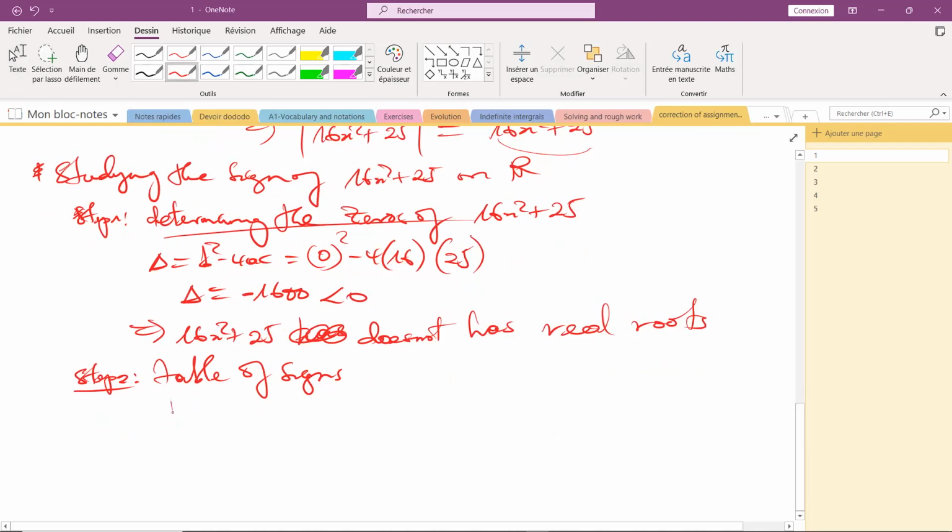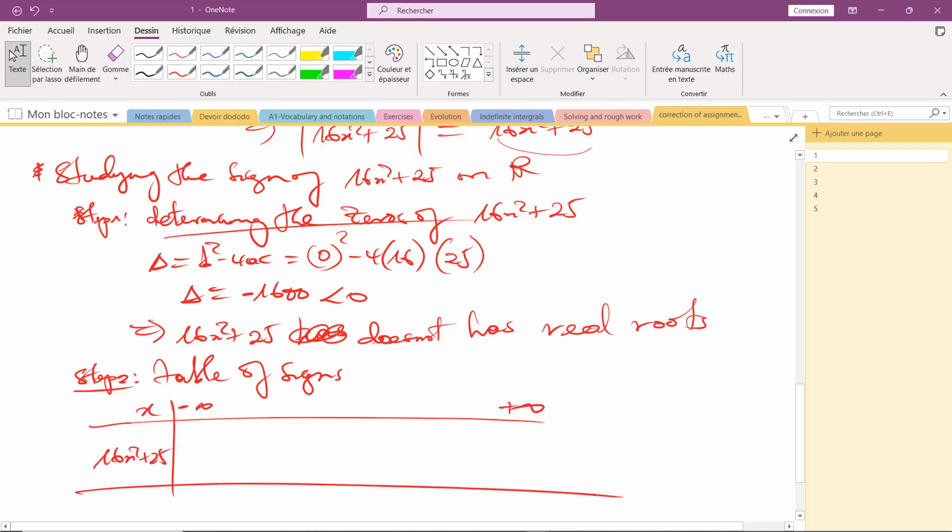When drawing my table of sign, I first draw my horizontal line. This is x. We are studying the sign on R, so this is minus infinity, this is plus infinity. It has no real roots, so we put nothing here. So this is our function here, 16x squared plus 25. Now we need to know its sign here. How do you know the sign of the function here? When a quadratic expression has no real roots, the sign here is the sign of a. The sign of the function on the whole set of real numbers will be equal to the sign of a. And what is our a?